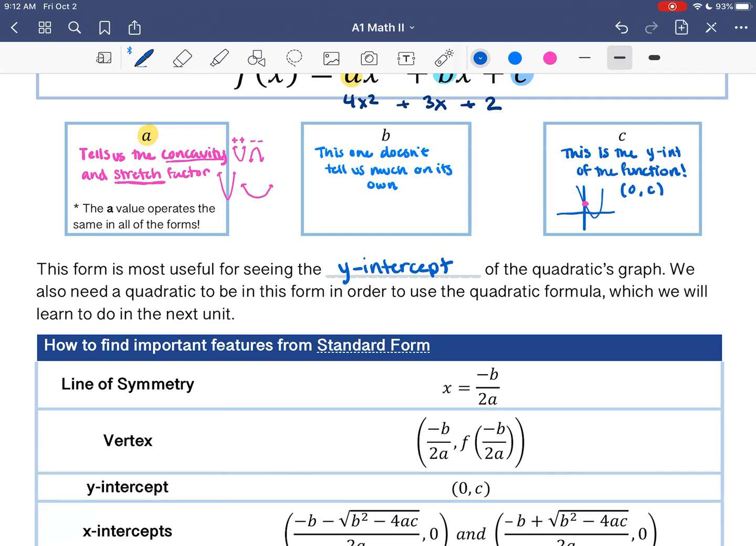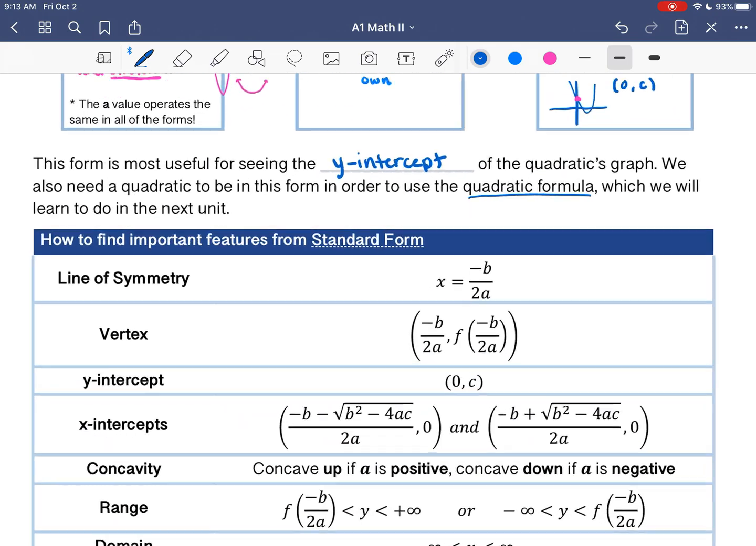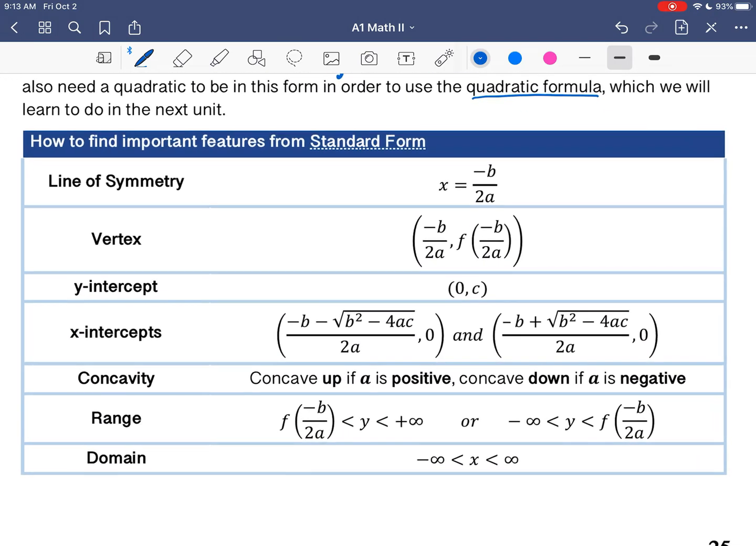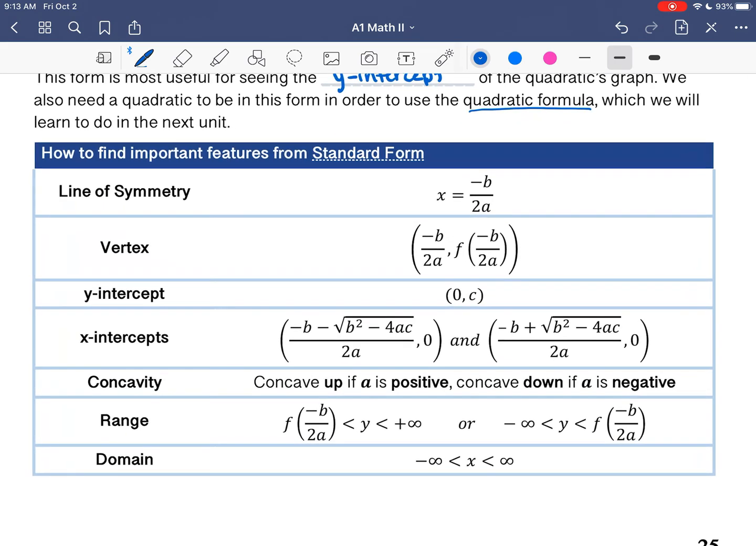We also need a quadratic to be in this form to use the quadratic formula, which is something we will learn about later, specifically next unit. In this lesson, there are a lot of formulas. So what I'm going to do is highlight the ones that I expect you to understand and be able to use. The rest I'm not going to be picky about. I'm serious about that, because there's a whole section of formulas for each form of quadratics.